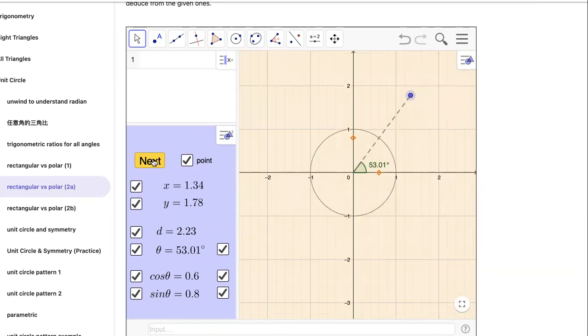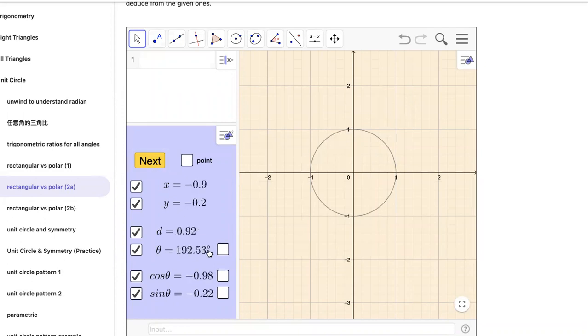But at the same time, you can also generate a new point randomly by clicking this button, okay? So you can have a try. For example, if I click next, then you can see that a new point will be created. Do you see that? Okay, and I can hide the point, hide the angle, hide the x and y, sine and cosine ratio, okay? Now, if I click the point, you don't see it directly, right?